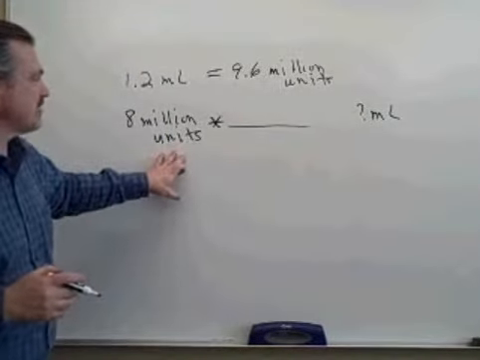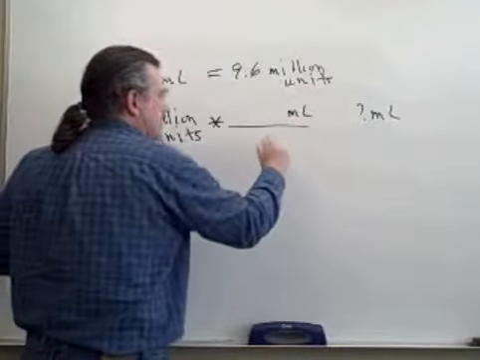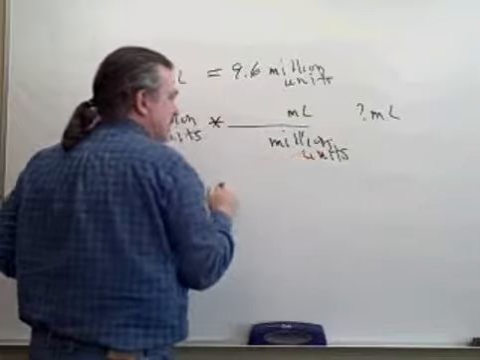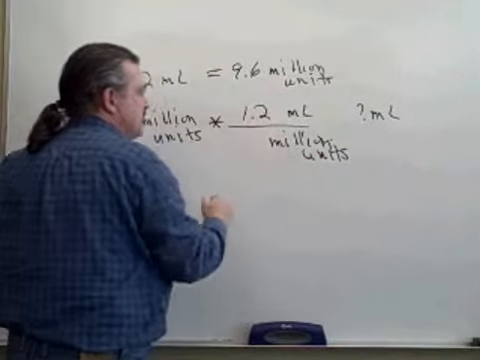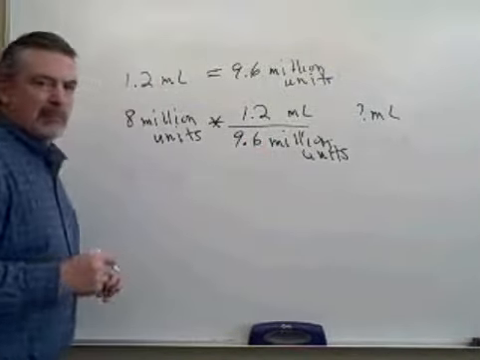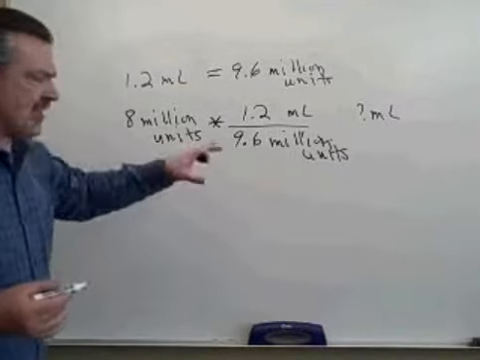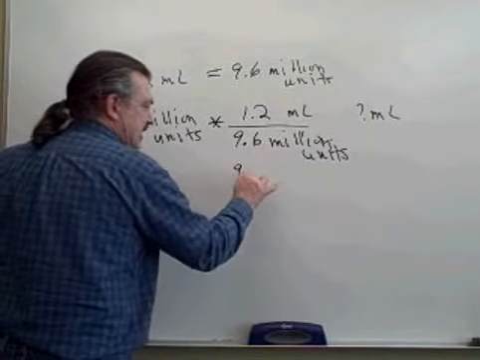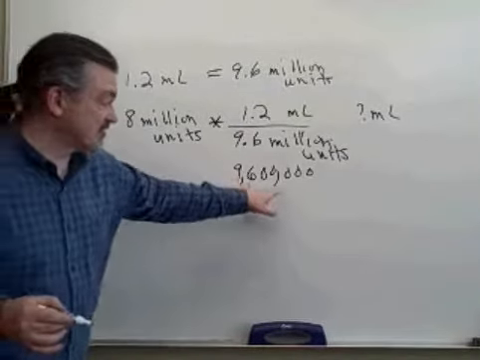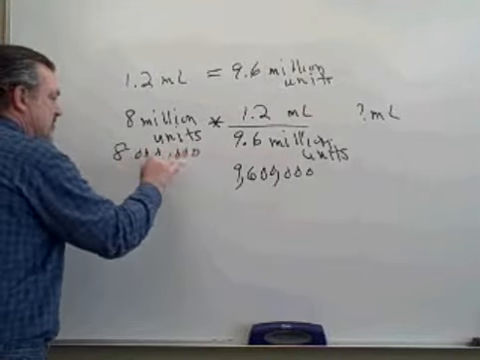millions of units to cancel, and we need to end up with milliliters, so we could put milliliters in the numerator and million units in the denominator, and it said that 1.2 milliliters of the reconstituted solution contains 9.6 million units. And actually, just to make sure we understand, when it says 9.6 million, that's really what? 9,600,000. And of course, 8 million units would be 8 followed by 6 zeros.